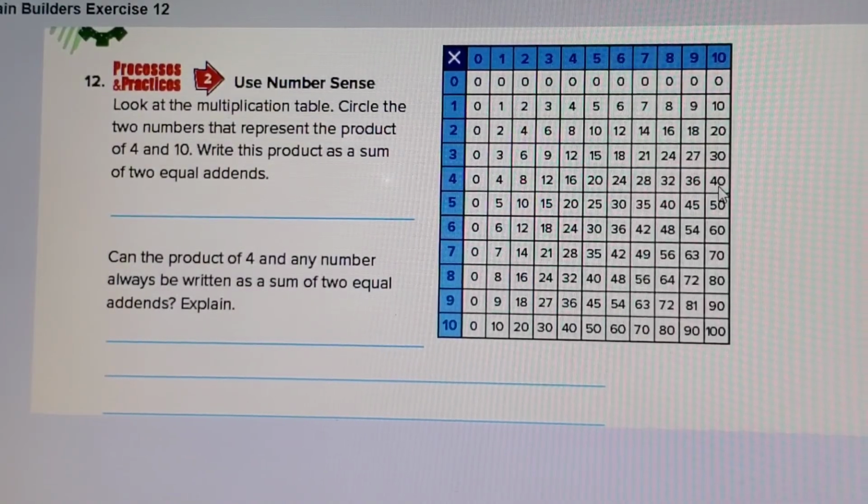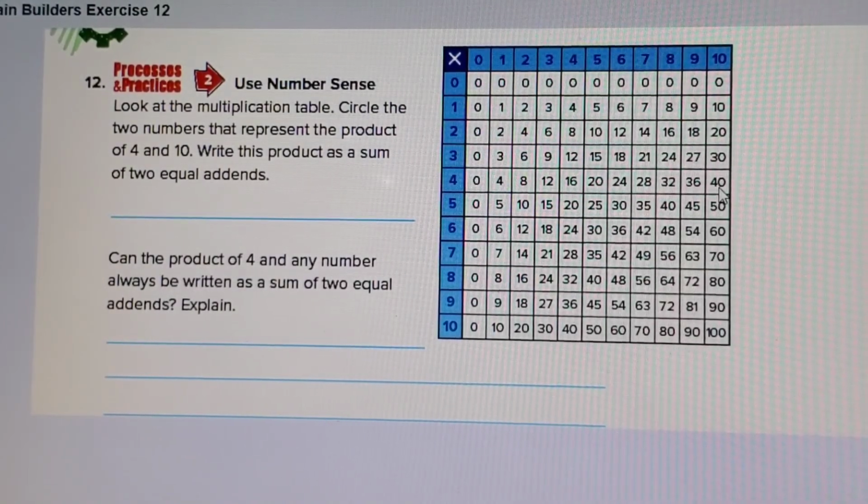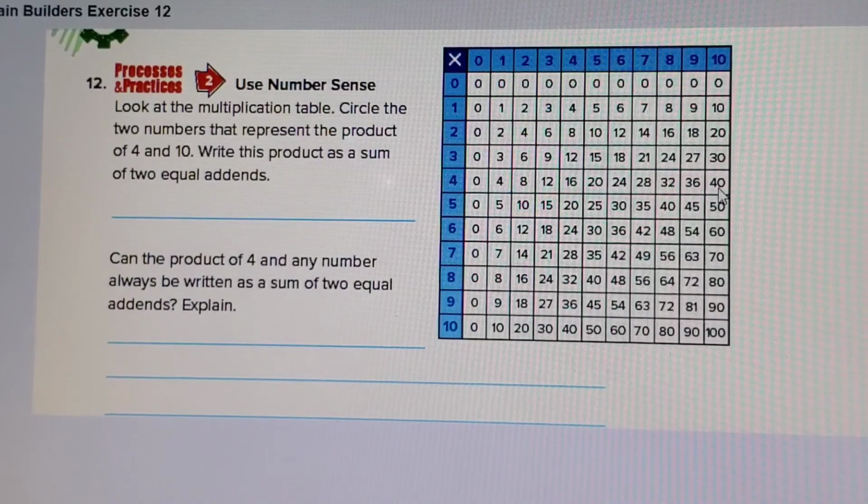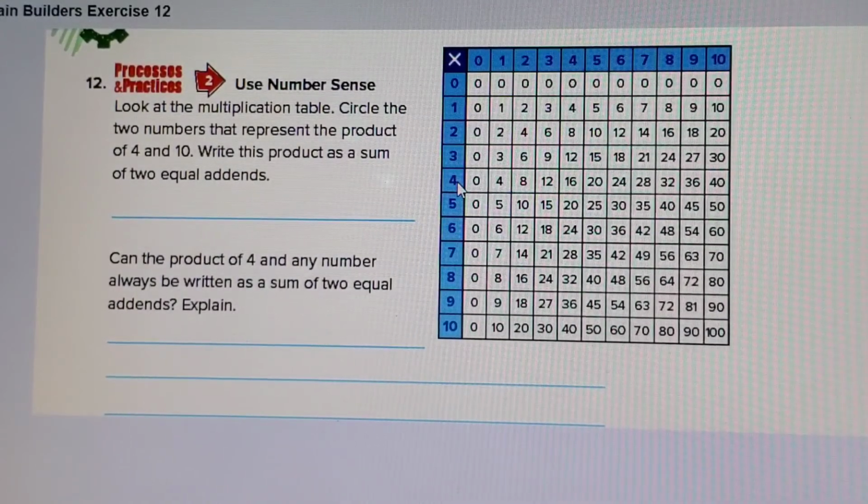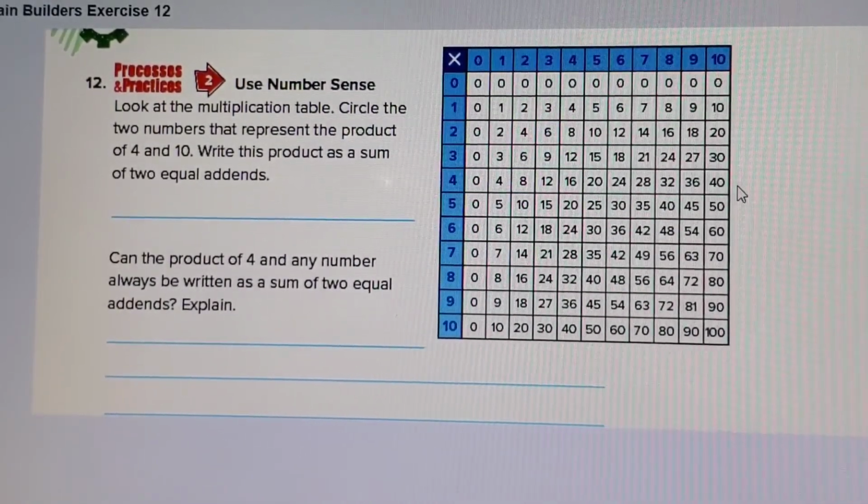Can the product of 4 and any number always be written as a sum of two equal addends? Explain. Let's look at the 4 line. 0, 4, 8, 12, 16, 20, 24, 28, 32, 36, 40. Those numbers are all even, and an even number can always be written as a sum of two equal addends.